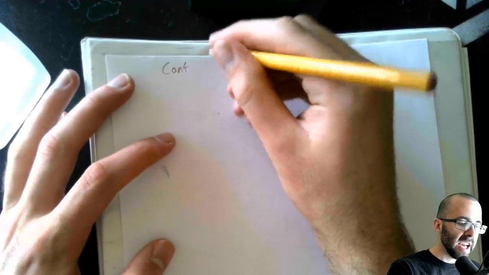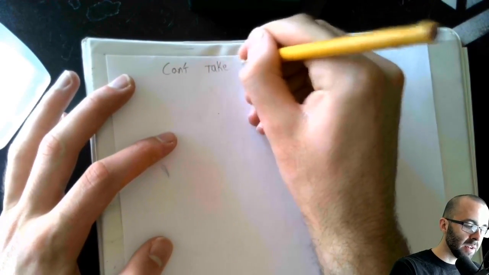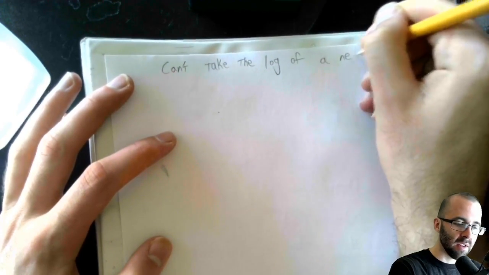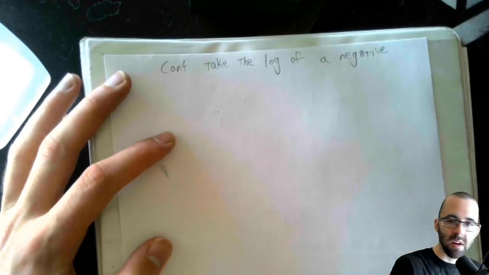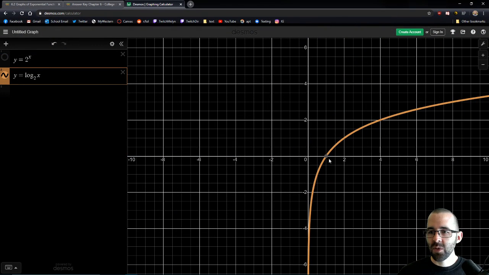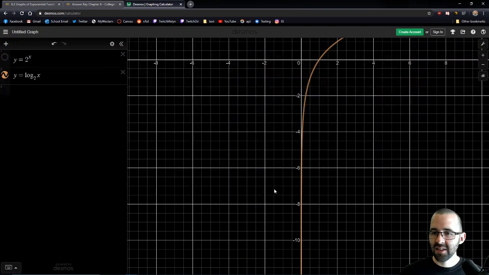So, right. Reminder for talking about domain is you can't take the logarithm of a negative. Right? What is the logarithm of -2? Well, where does the graph hit -2? There is no x coordinate at -2 here.